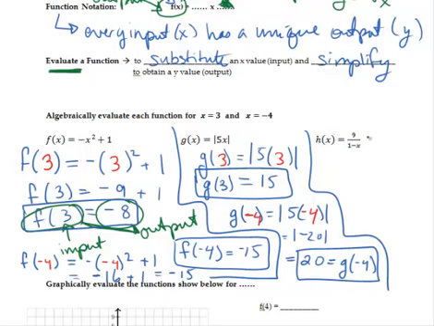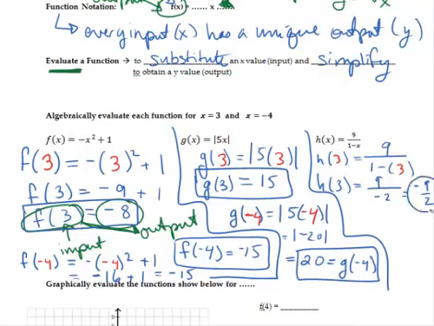Here we go. H of x is 9 divided by 1 minus parentheses, slip in a 3. So h of 3 equals 9 divided by 1 minus 3, which is negative 2. So we get negative 9 halves. So that's our answer there. H of 3 equals negative 9 halves.